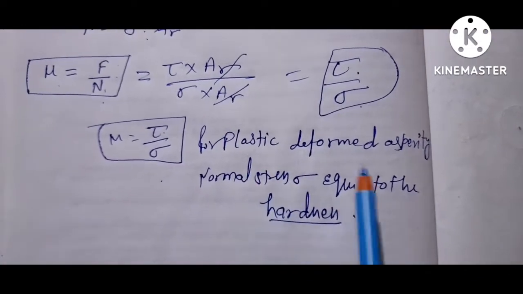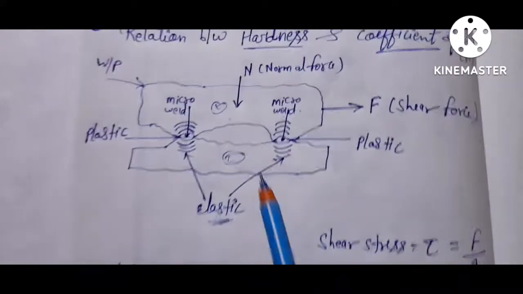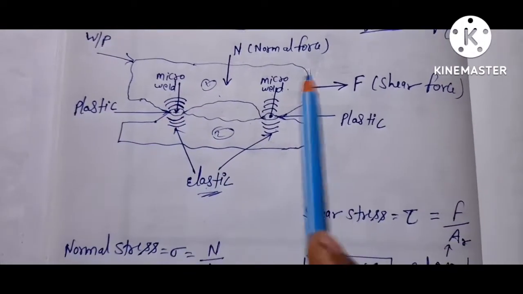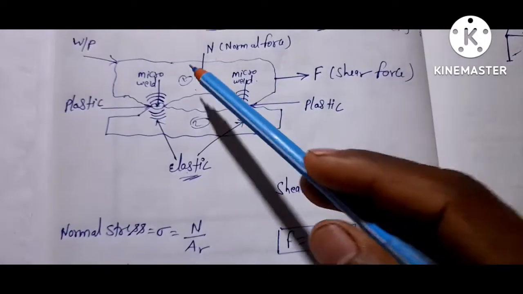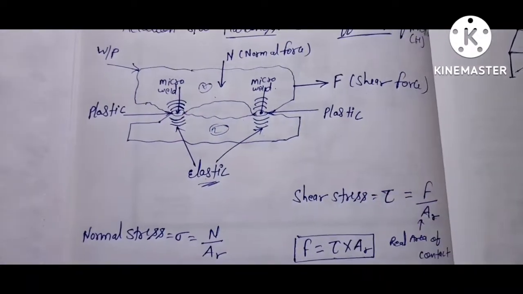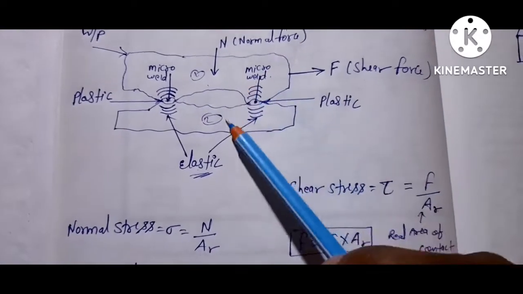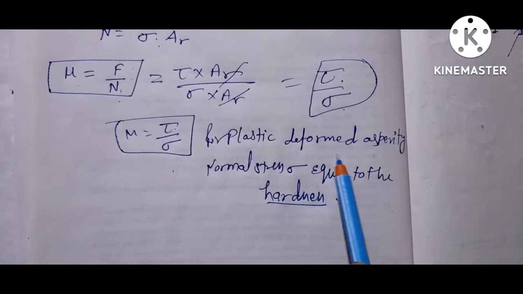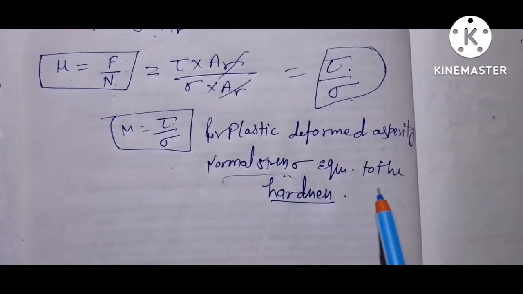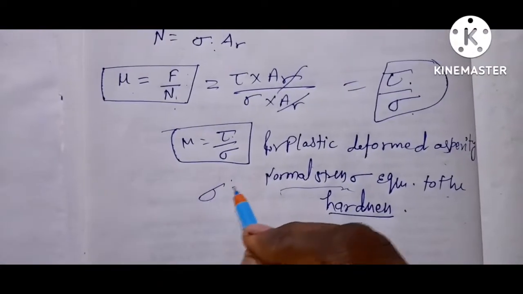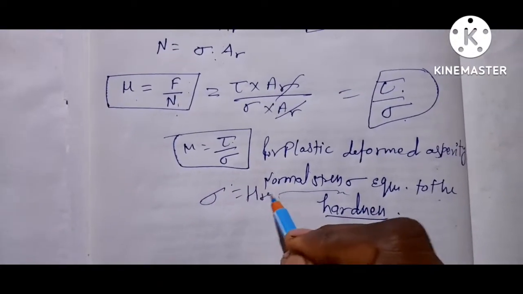Friends, for plastic deformation of an asperity, you see here this is a plastic deformation, micro-weld. More force turns this into a micro-weld. So for plastic deformation of an asperity, the normal stress sigma is equivalent to the hardness. Sigma is equivalent to the hardness.